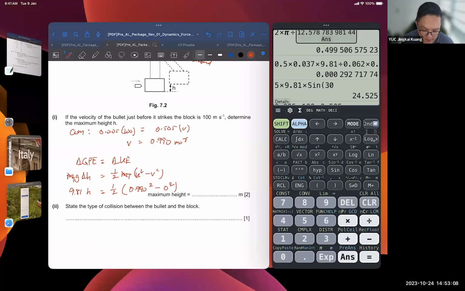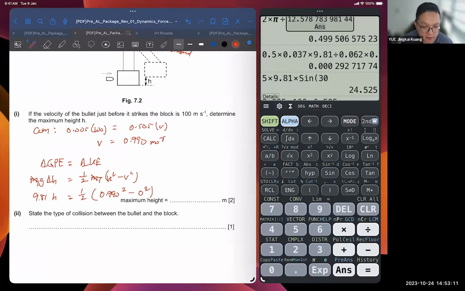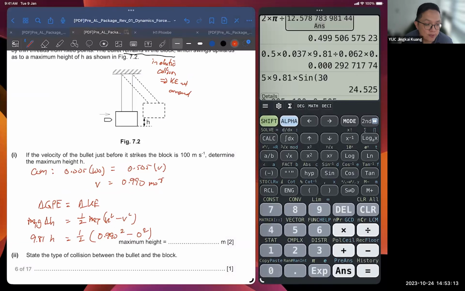So there are two things that are happening here. One is when the bullet first goes into the block. Then the bullet gets stuck in the block, right? This portion is the inelastic collision part. So here, there's a line that I draw here. So this portion is the inelastic collision. So after you find that velocity, right? That 0.990, right?